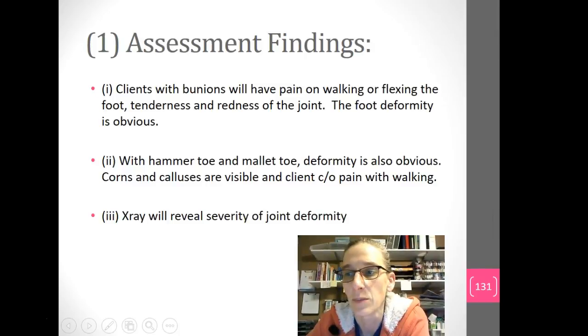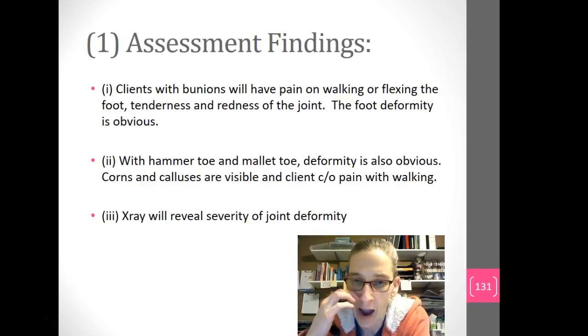Assessment findings. Clients with bunions have pain with walking or flexing the foot, tenderness and redness of the joint. The foot deformity is very obvious, just like the pictures I showed you. With hammer toe and mallet toe, the deformity is also very obvious. Corns and calluses are visible, and the client complains of pain with walking. X-ray reveals the severity of the joint deformity.